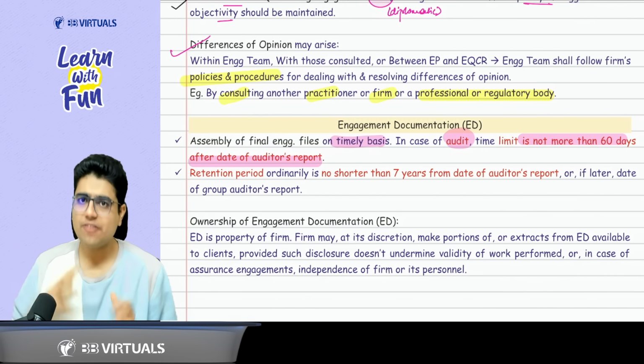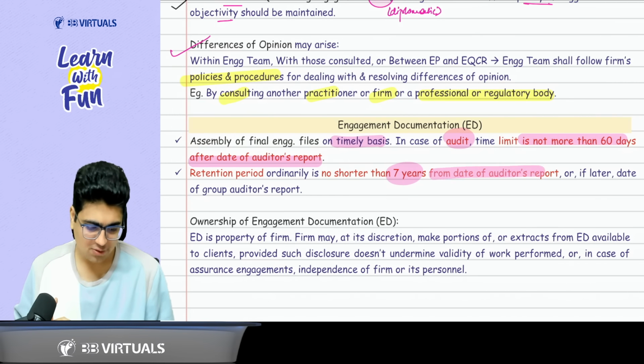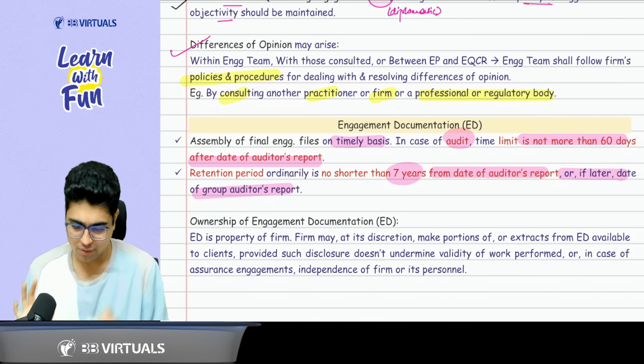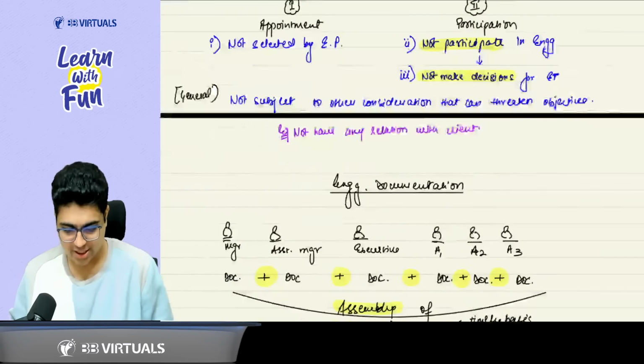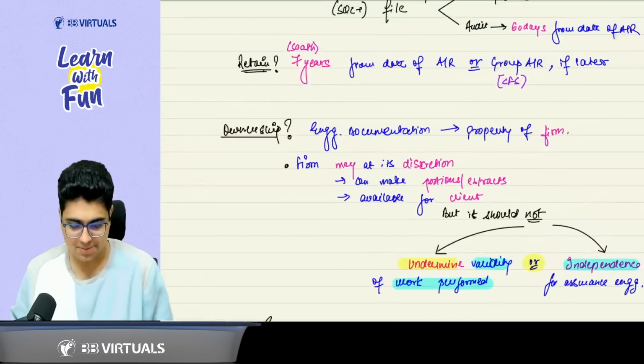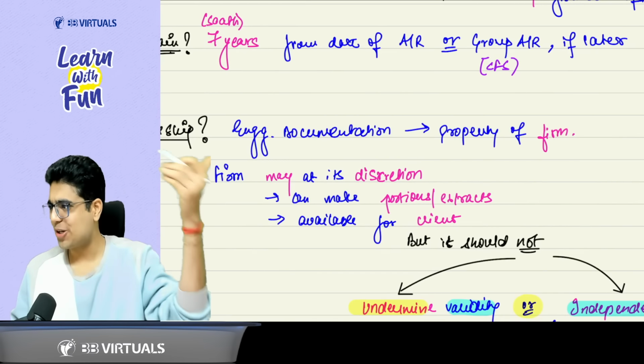Now, sir, whatever file you have prepared as an assembly file needs to be retained for 7 years. 7 years from the date of report, or if later, the date of group audit report. Now comes another question. Whose property is the engagement documentation? It is the property of the firm. The firm has prepared it, so it's the property of the firm.